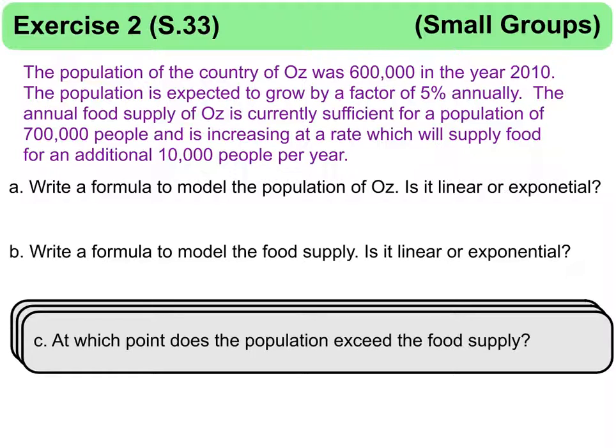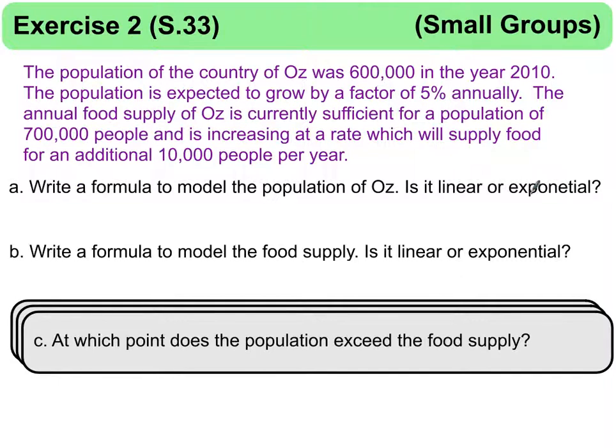Then it tells us the annual food supply of Oz is currently sufficient for a population of 700,000 people. That's 100,000 more than what the current population is in the year 2010, and is increasing at a rate in which the supply of food for an additional 10,000 people per year. So as every year goes by, if we start with 700,000, the next year we could support 710,000, then 720,000, and so forth. So in Part A and Part B, they want us to take this information, write a formula to model the population of Oz, and is it linear or is it exponential?